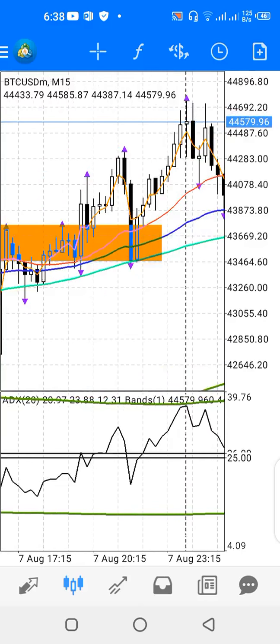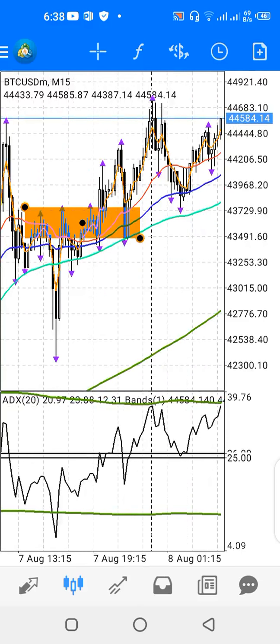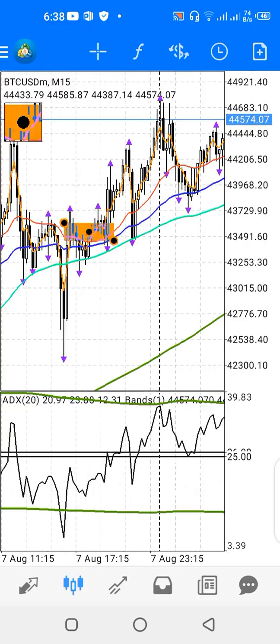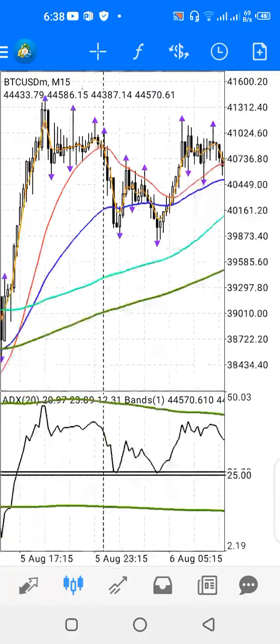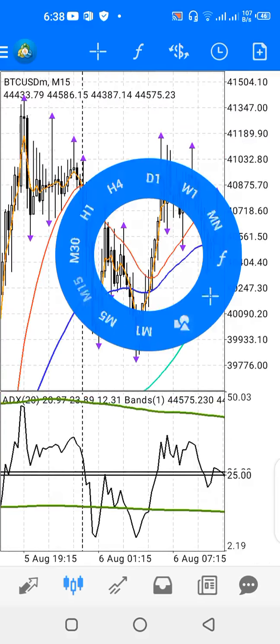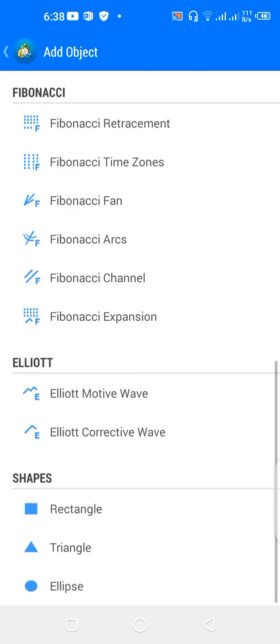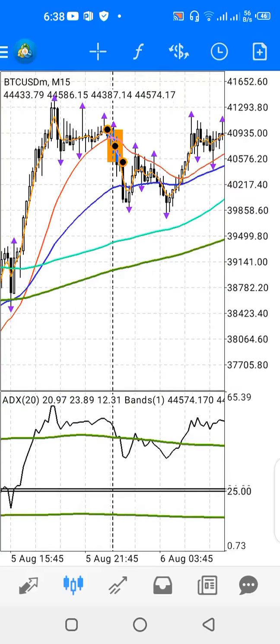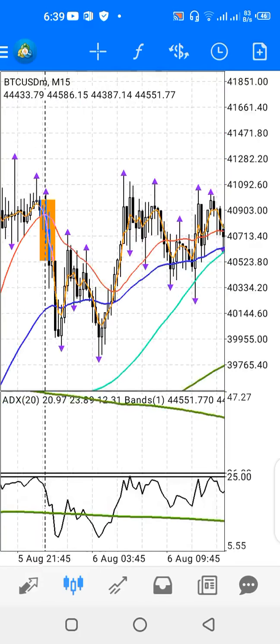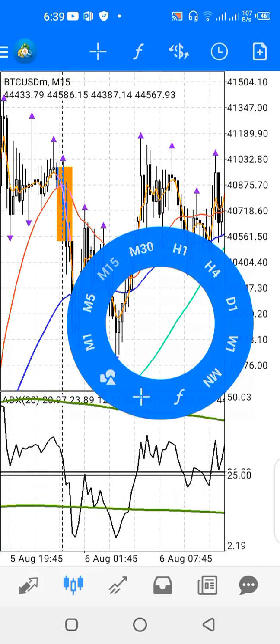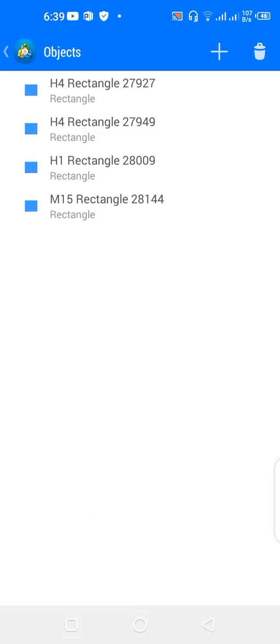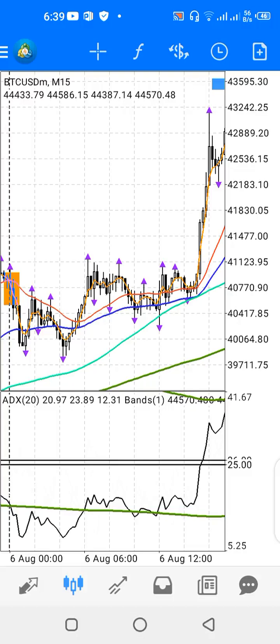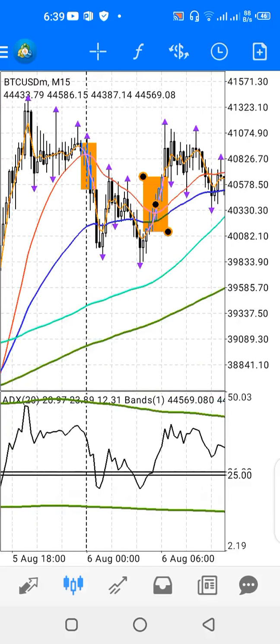Let me delete this. We're going to have a close, price closing above all moving averages around here, after the dip. Price dipped below the red line around here. Now you only enter when you have a close above the red line, which happened around here.